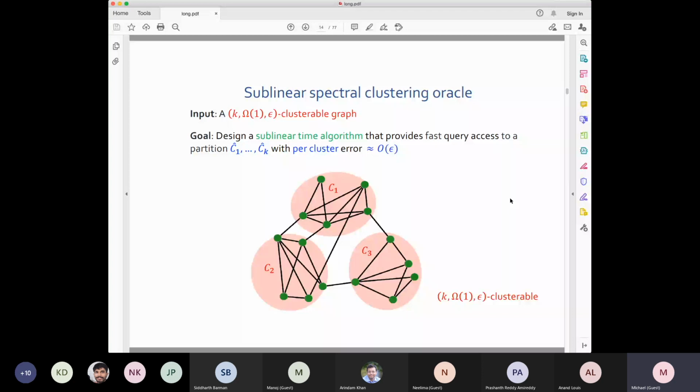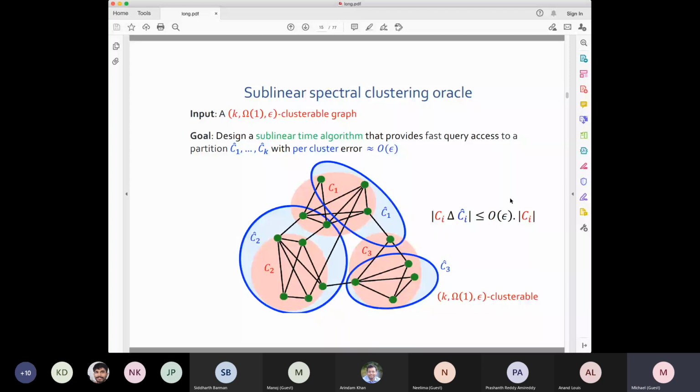Okay, of course, we can't really get the exact partition. So instead, we're asking for a data structure that allows fast query access to a partition C1 hat, C2 hat through Ck hat. And we want this partition to approximate the original partition well. What does that mean? Well, we want what we call per cluster error of order epsilon. This is formally stated here on the slide. We want that for every i from 1 to k, the symmetric difference between the ith cluster and its approximation C hat is order epsilon times the size of that cluster. Basically, the approximate clusters have to have very good overlap with the individual clusters.